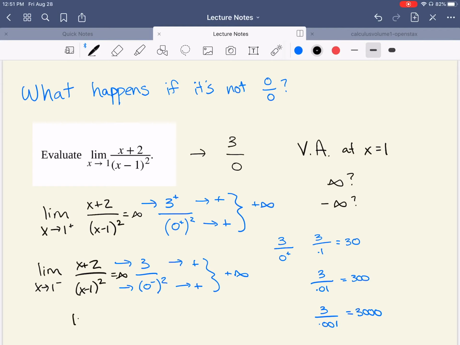And because the limits agree, that means we can say the limit as x approaches 1 from either direction will be positive infinity. So again, at this point, I'm getting a vertical asymptote, but now I know from the left side it's going to infinity, and from the right side it's going to infinity.